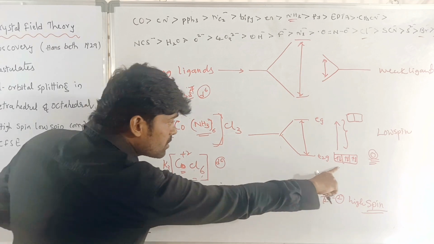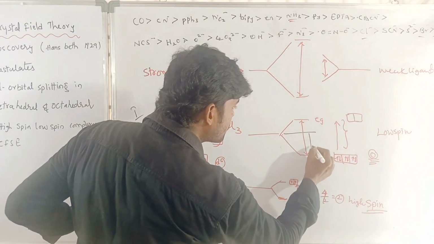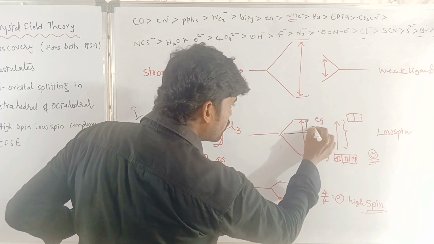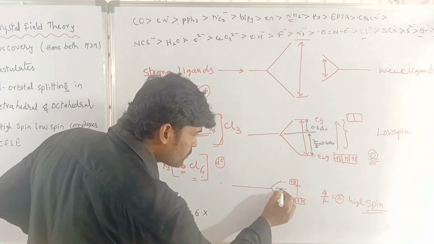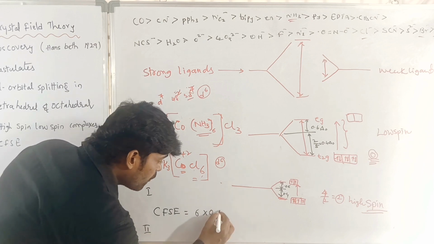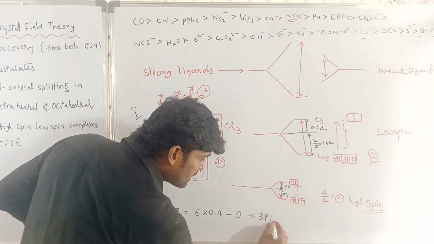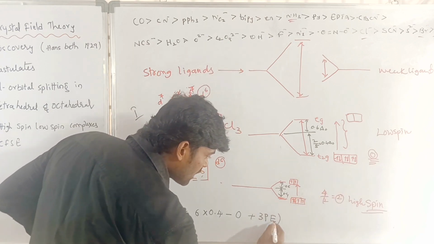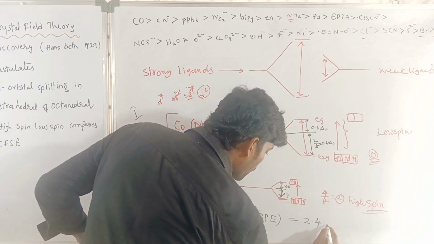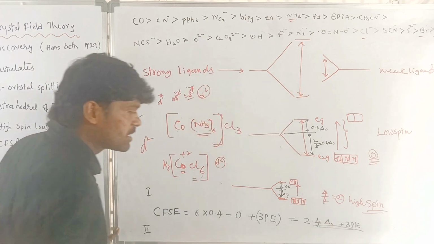In the first example, the number of electrons is 6, multiplied by the distance. 2 by 5 means 0.4 delta octahedral. Here 0.6 delta octahedral. Here also the same, 0.4 only, 0.6 only. So 6 into 0.4 minus 0, plus 3 pairing energies. 3 pairs are there, na? 3 pairing energy is there. This is the formula. So the total value will be 2.4 delta octahedral plus 3 pairing energy. This is the value for the first example.